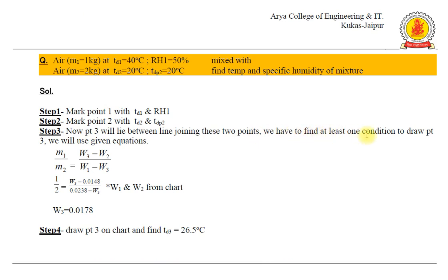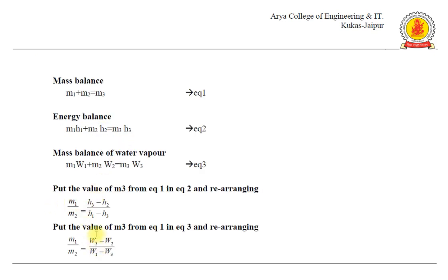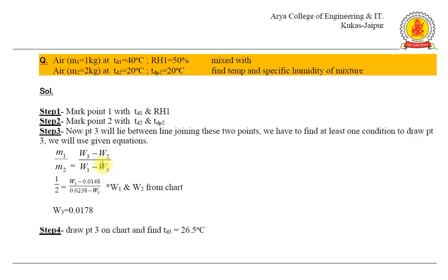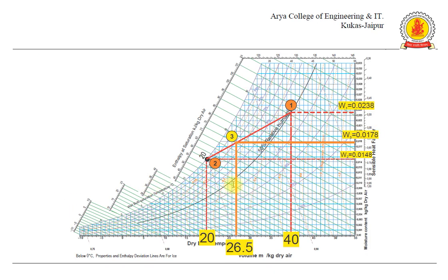We have to find at least one condition to draw point 3. We will use one of these two equations. We are using this equation here, and it is not necessary, we can use the other equation also. In that case, we would have to find H3, H2, H1, but we are using this equation. So we have got this value of W2 and this value of W1 from the psychrometric chart. This is W1, this is W2.